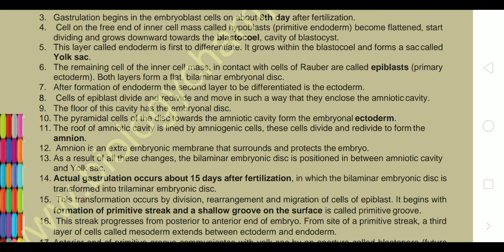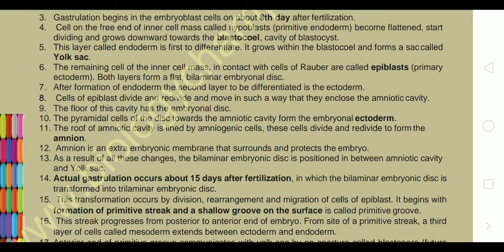The remaining cells of the inner cell mass in contact with the cells of the trophoblast are called epiblasts, which are primary ectoderm cells. Both layers form a flat bilaminar embryonal disc. These two layers of cells actually unite to form an embryonal disc.